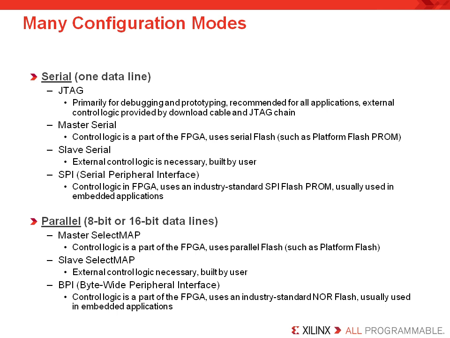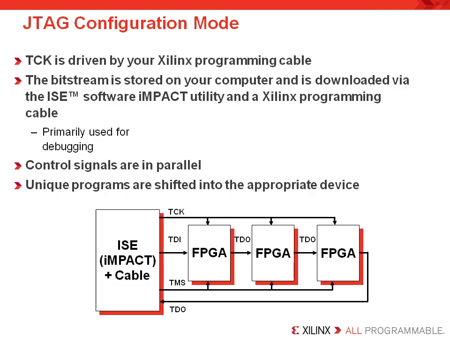BPI, or Byte-Wide Peripheral Interface mode, supports the use of an industry-standard BPI flash component. It loads the data in parallel, so it is a faster configuration option than using a serial peripheral interface. BPI has the added advantage of allowing the user to store their software code with their configuration bitstream as well. Note that SPI and BPI are supported with Xilinx's newest FPGAs, including Spartan 3E, Spartan 6, Virtex 5, and Virtex 6.